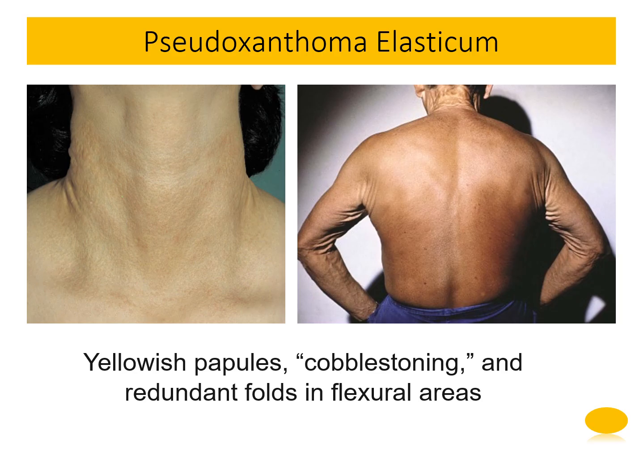So in PXE, the papules are yellowish. They're very small, most commonly on the neck, on flexural areas, so like the armpits, the antecubital area. And the skin really looks cobblestoned, a bit like plucked chicken skin. So they're relatively subtle changes. And they also have redundant skin folds in the flexures.